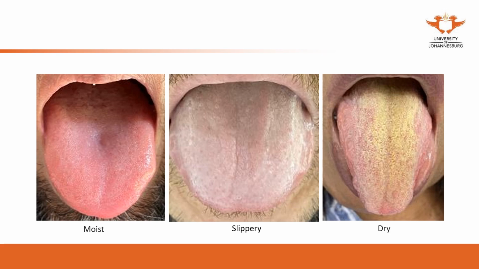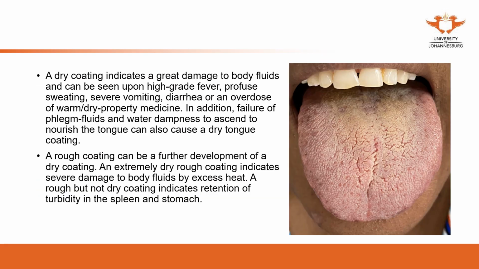The dry coating can indicate that the pathogen already affects the body fluids, or it can already affect the organs, especially for the thick dry coating such as this one. Thick and dry coating can indicate the organs have already been affected.